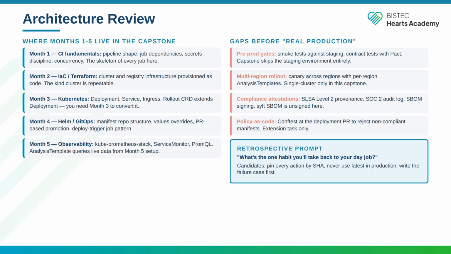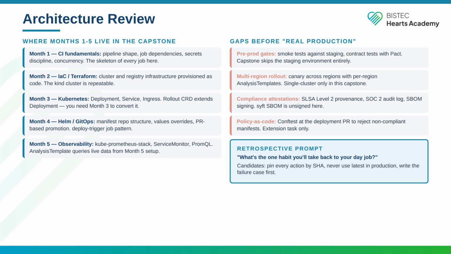Month 4's contribution is the cluster infrastructure. The kind cluster running tonight was provisioned with the OpenTofu module from month 4. Adding Argo Rollouts to the cluster is a Helm release in that module, a controlled infrastructure change, not a manual kubectl apply. Month 5's contribution is the observability stack.